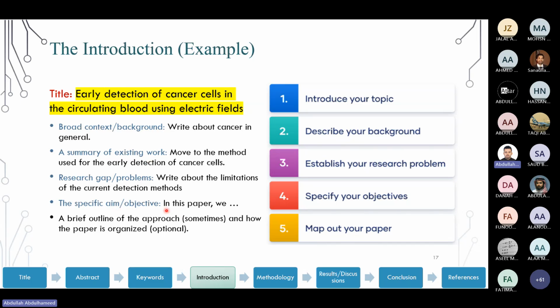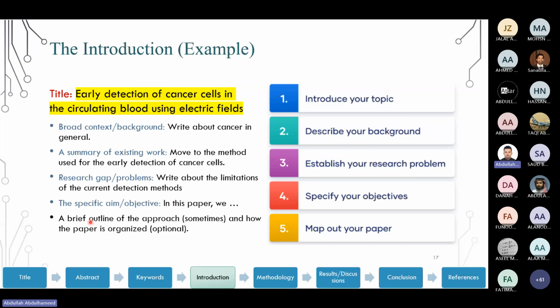Okay, so what is the last paragraph you should write? This is actually not in all cases, and some people don't like it. For example, IEEE loves to have this paragraph, which is to map out your paper. What does it mean to map out your paper? You describe the structure of your paper.